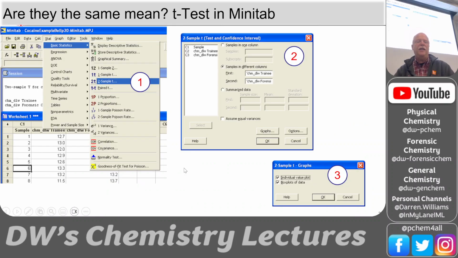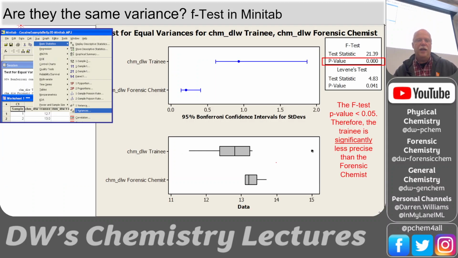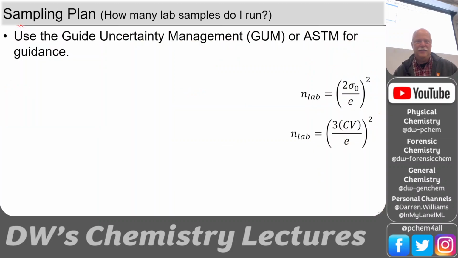You can do this in Minitab. So we did it all in Excel. That's fine. Save that spreadsheet and you have it in the future. In Minitab, you can go in, you have your data in these columns, and you can do a 2-sample t-test, and you just select the columns that the data's in, give individual plots and box plots of the data, and it'll tell you the f-test. So this is the probability that they're the same. Okay, it's 0 probability that they're the same. Okay, and so the trainee is significantly different.